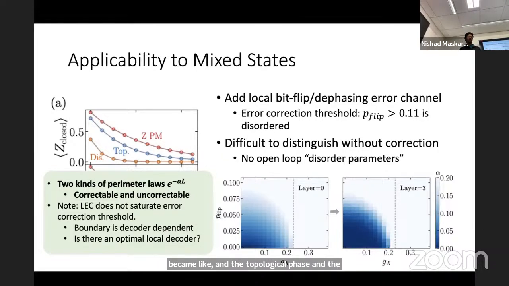And so they both have the same qualitative behavior if you just measure the bare loops. So we somehow need some way of distinguishing these two things. The key is that there are two different types of perimeter law. One of them corresponds to a perimeter law that is correctable by local error correction. The other corresponds to a perimeter law that's fundamentally uncorrectable. And so when you go from this correctable to uncorrectable regime, that's when you go from topological to decoherence-dominated disorder. Does that make sense?